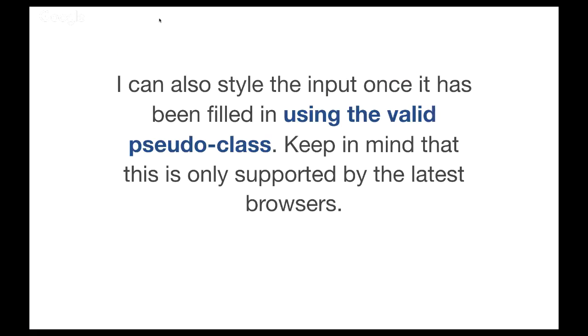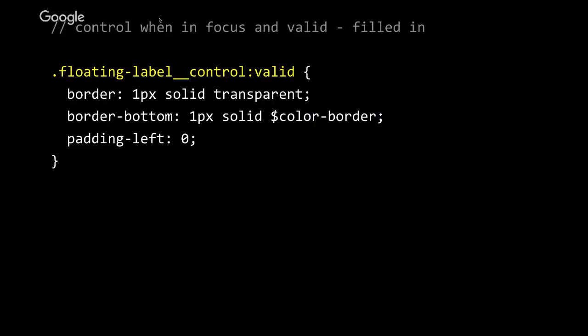Now I can style the input once it's been filled in using this valid pseudo class. Now, as I mentioned before, this is not supported except in the latest browser, but it really doesn't matter. It just gives us the ability to set it to green if we want once they've left. So if the form is valid, we can actually change the color, and we do that with floating-label__control:valid. And then we can set it to a different class or a different color or anything we want to do there.